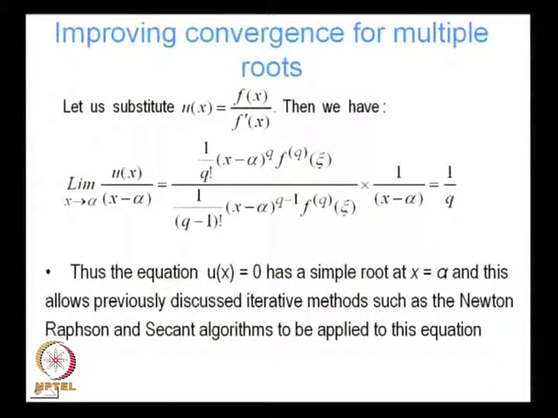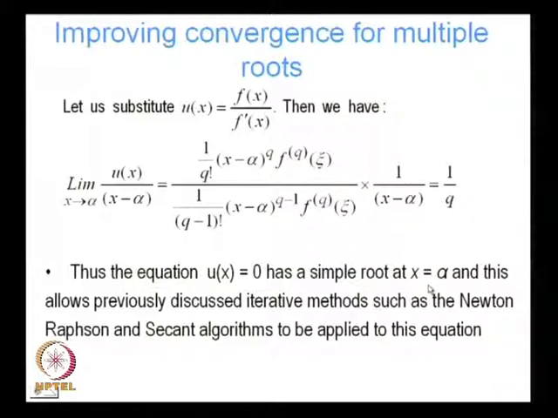If u of x had more than one root at alpha, then I would have had some x minus alpha surviving in the quotient, and then when x went to alpha, that would have gone to 0. But we are saying that that is not going to 0, that is actually going to 1 by q. That means u of x must have only one root at alpha, because after I divide it by x minus alpha and take the limit as x goes to alpha, it goes to a constant, it does not go to 0. That means u of x has a simple root at x is equal to alpha.